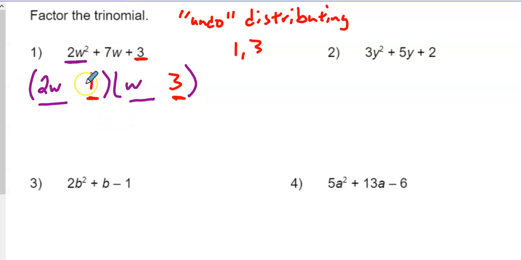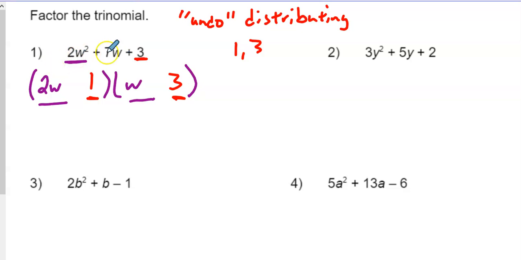Well, the point is the middle two terms. So when I multiply 2w times 3, the outer terms, and then the inner terms, 1w, if I multiply those, they should add up to be this middle term. Okay, so let's check it.